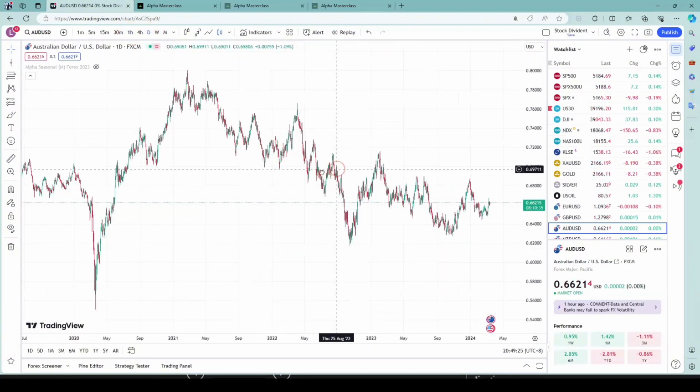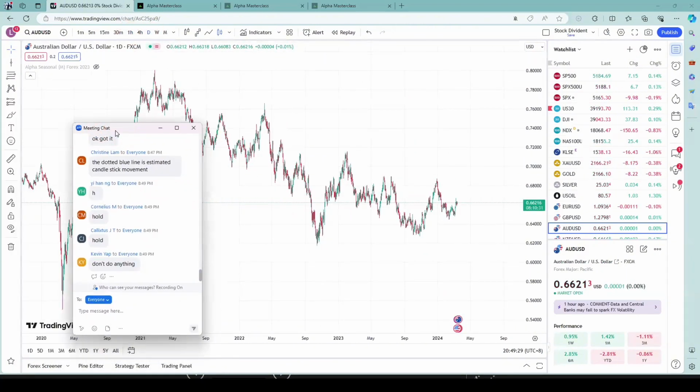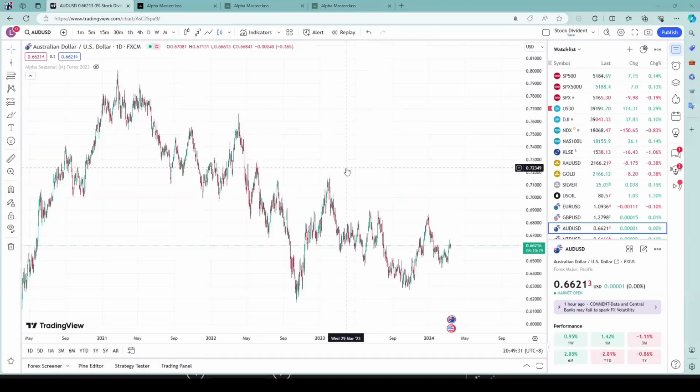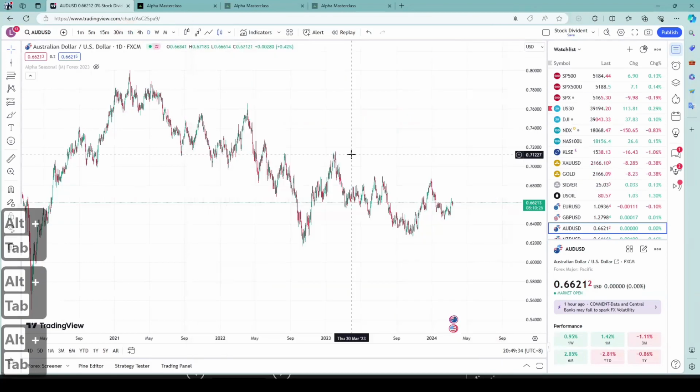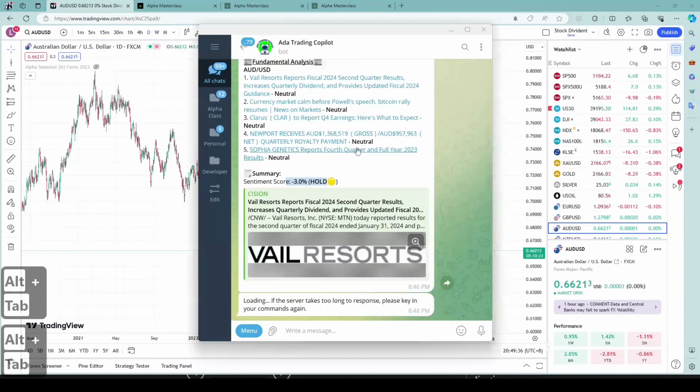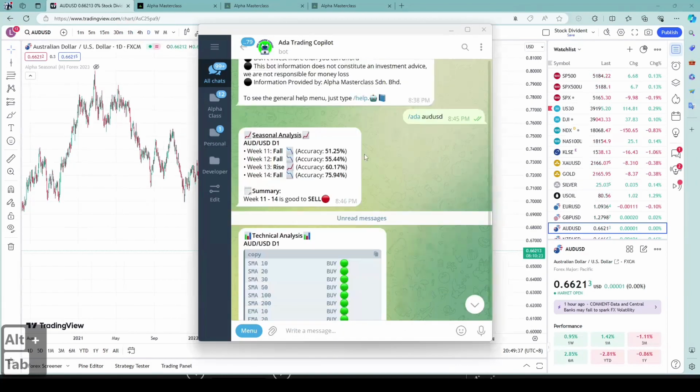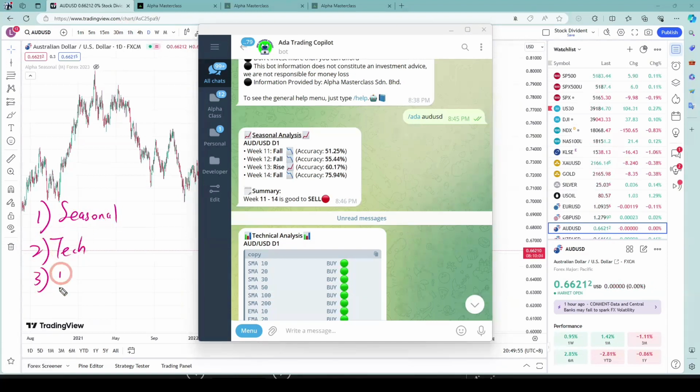A lot of you guys have been typing hold in the chat box. Don't do anything. Yes, correct. So there is one more tip here. Actually, if you want to, you can start to enter already. Why do I say so? The logic is like this. Number one is seasonal. Number two is technical. And number three is fundamental.